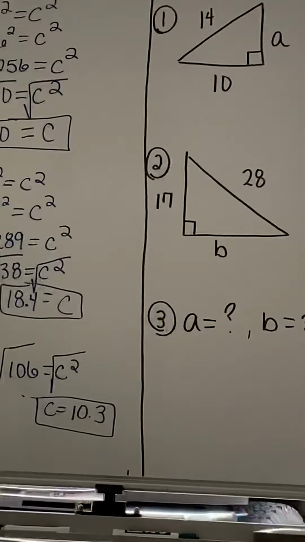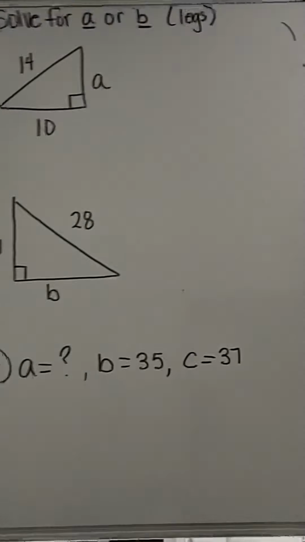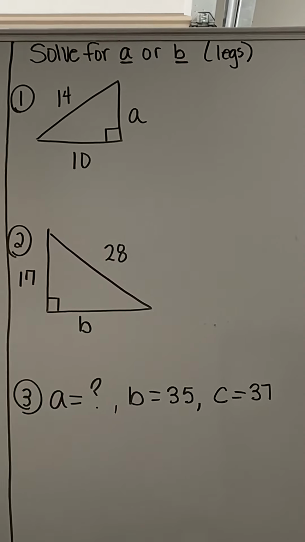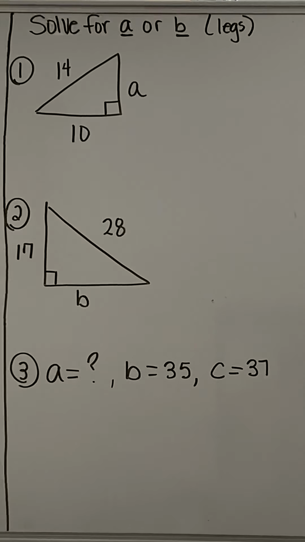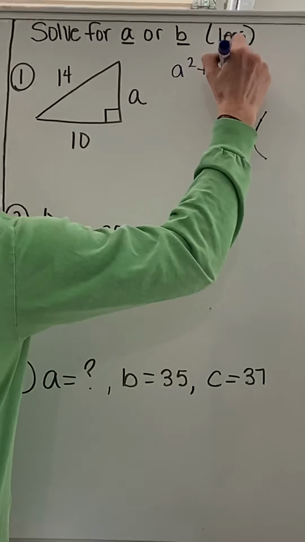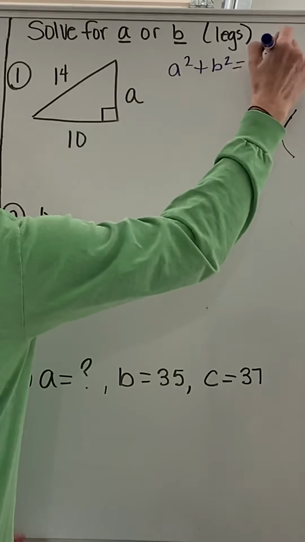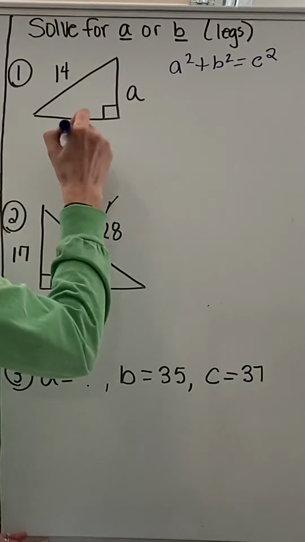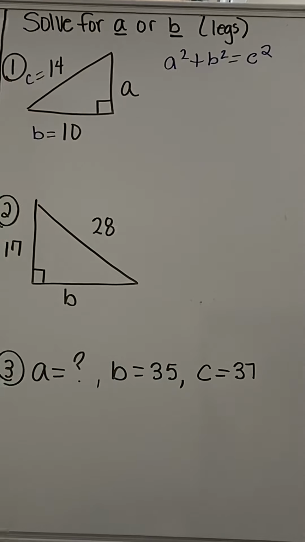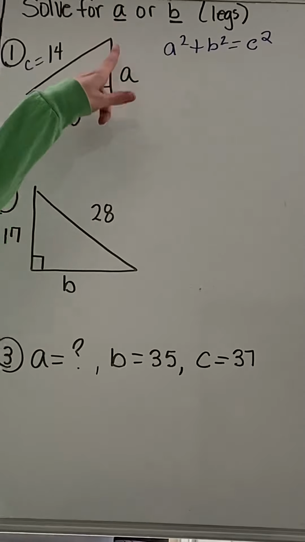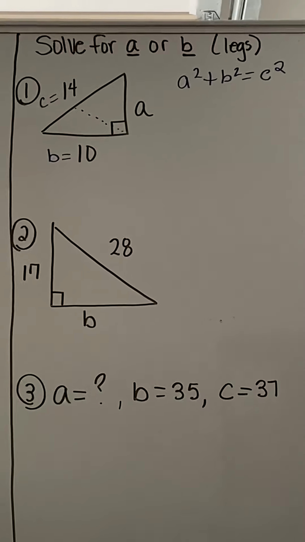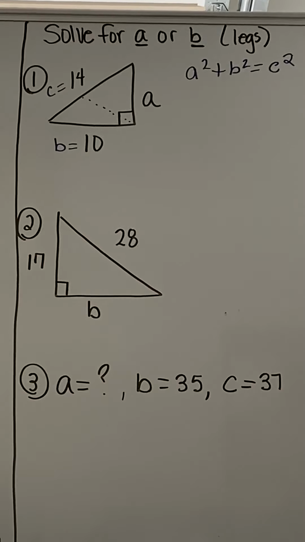Okay, so the only difference in 1, 2, 3 on this side than this 1, 2, 3 is that now we're going to be solving for one of the legs. We're going to be solving for A or B, not the hypotenuse. So in number 1, I know this is A. That means this has to be B because I know this has to be C. A and B have to make up the right angle, and C has to be across from the right angle, so I know that has to be C. So make sure you've got everything labeled the way it should be.